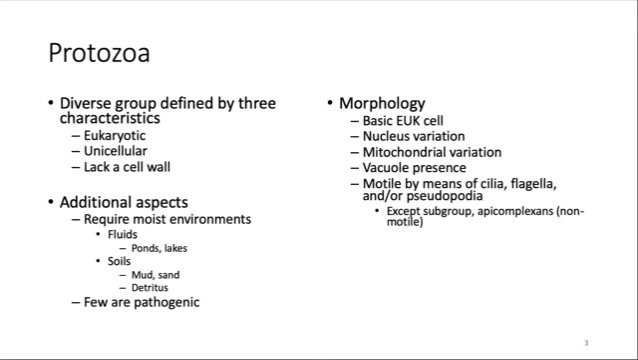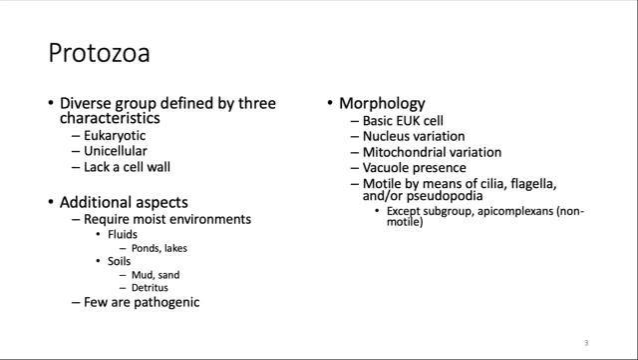They are eukaryotic, meaning they have membrane-bound organelles. But in addition to that, they are unicellular and they lack a cell wall. So unlike plants and algae that have cell walls, they do not have cell walls. Additionally, they may require specific environments like fluid, such as ponds, or an environment such as the soil. And we have few of them that are pathogenic, that is, they can cause diseases.